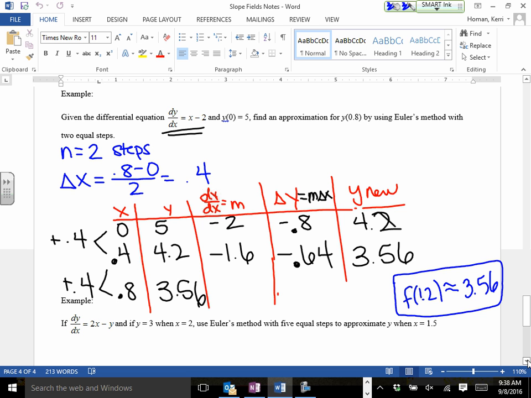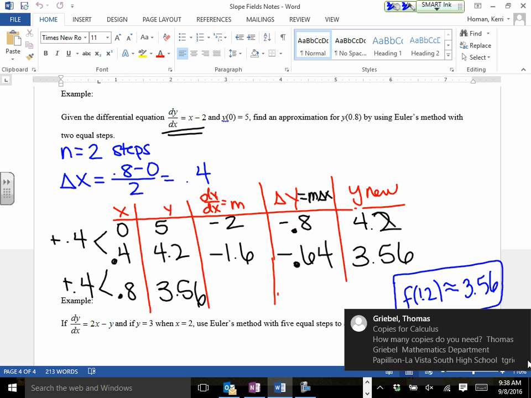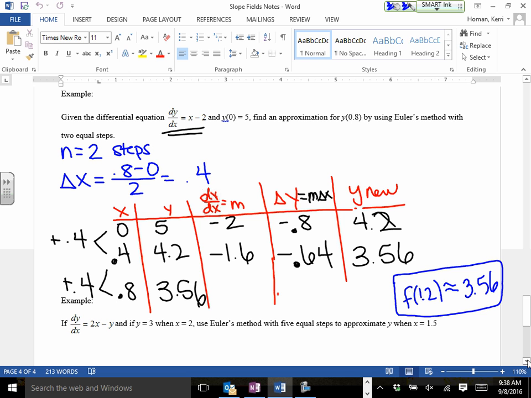What's the key to being more accurate? Smaller steps. So if we were going from 0 to 0.8, we'd have smaller steps and there'd be more of them, right? The more steps you take, the more accurate you're going to be to what the real coordinate is. So in other words, the limit as n approaches infinity.